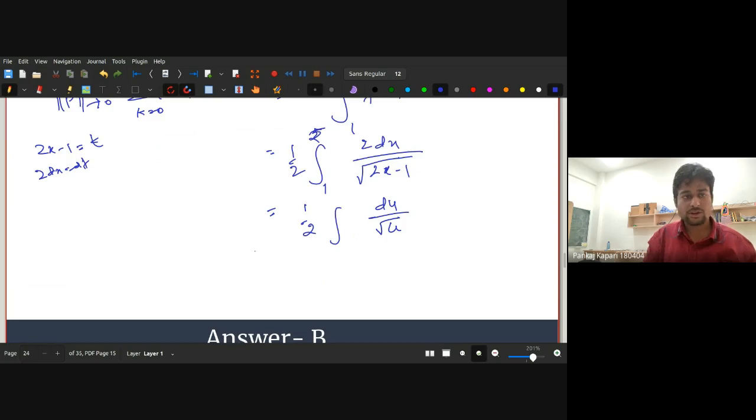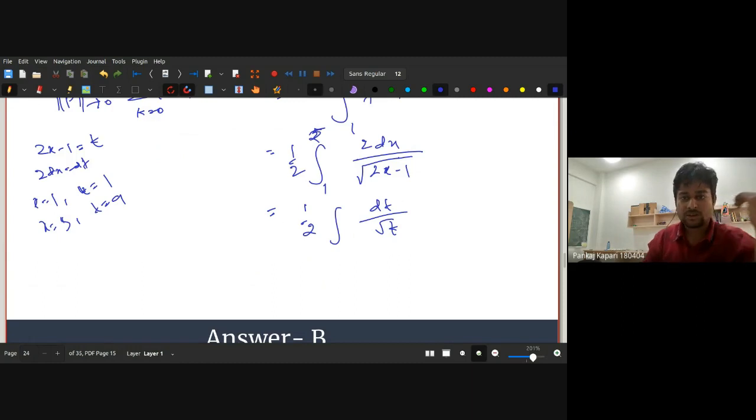And now you have to calculate the limits. For the limit you can see that if x is 1, then our variable is t, right? So what is t? If x is 1, t is 1, and when x is 5, then t is 9. So this is the integral from 1 to 9.